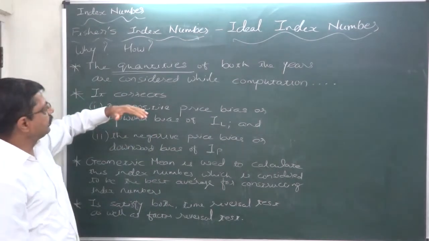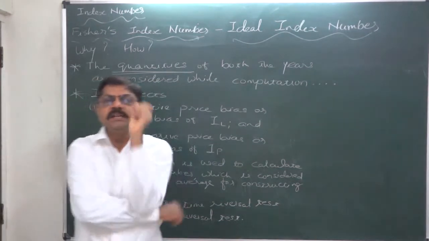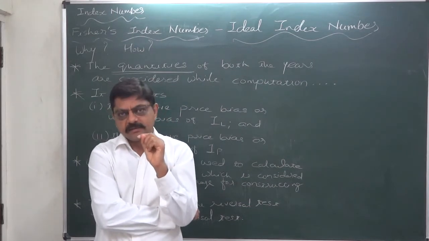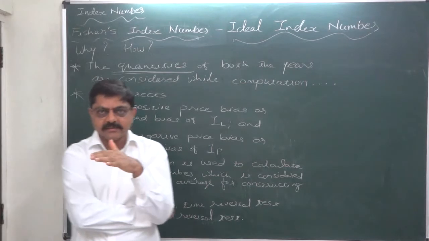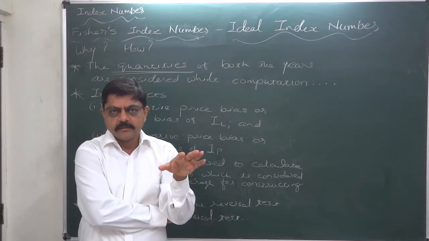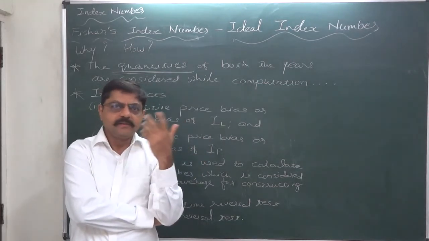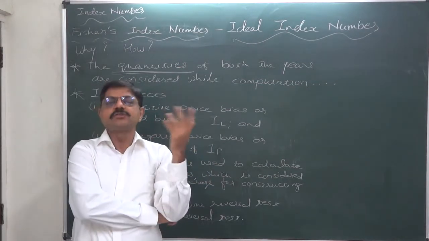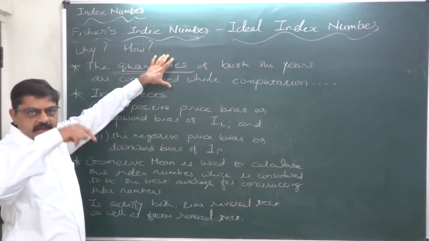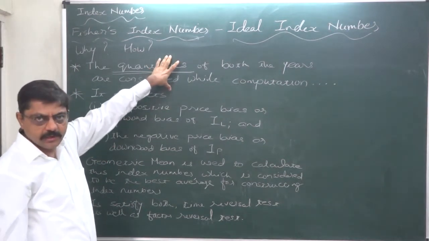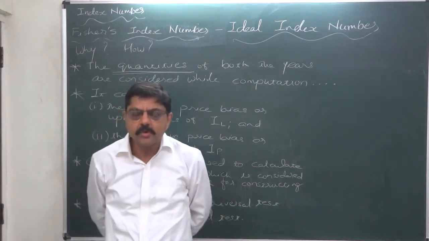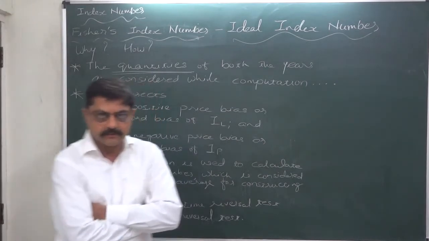But in case of Fisher's index number, the quantities of consumption are also considered for both the years, current as well as base year, which happens to be a rare case. No doubt in a few other index numbers also the quantities for both the years are used. In case of Laspeyre, we consider the quantity of base year only. In case of Paasche, we consider the quantity of current year only. But in case of Fisher's index number, quantities for current year as well as base year both are considered. That is a great merit.